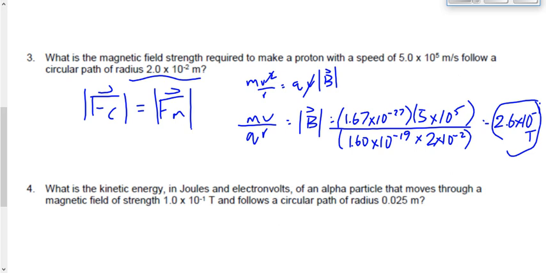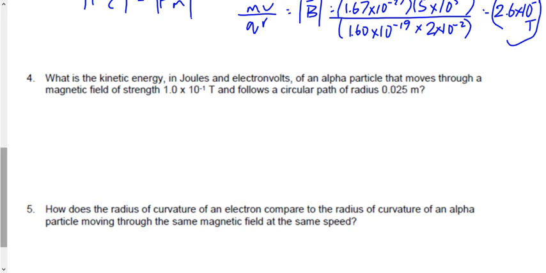Now, number 4, a little bit different here. It says, what's the kinetic energy in joules and electron volts of an alpha particle that moves through a magnetic field strength of 1 times 10 to the -1 Tesla and follows this circular path? Again, we're not told that they're perpendicular, the field and the motion of the particle, but they must be if it's going in a circle.